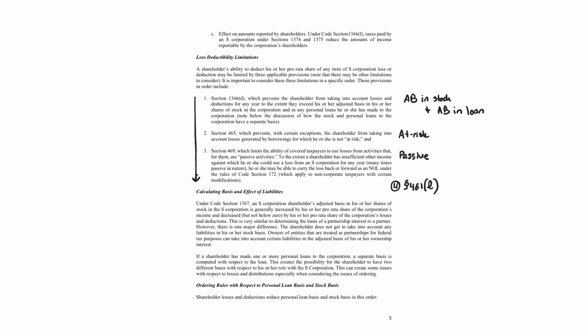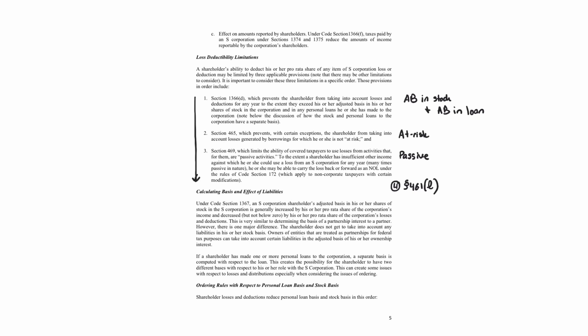What it does is it breaks up your activities into active, passive, and portfolio baskets. If you have a loss from a passive activity, you can only offset it with passive income from other activities. You can do the same with active income, but it has to be active with active, passive with passive, portfolio with portfolio. So you lump them together.